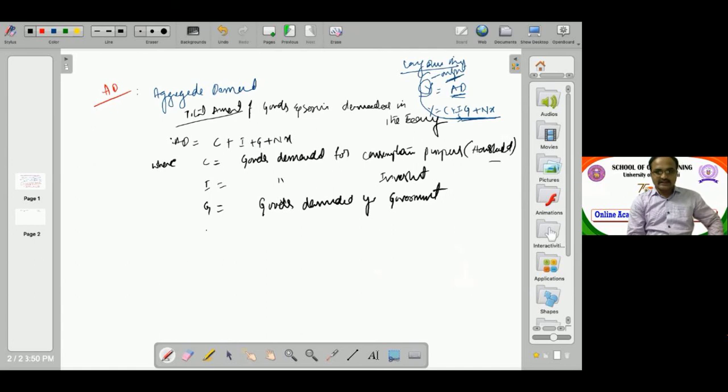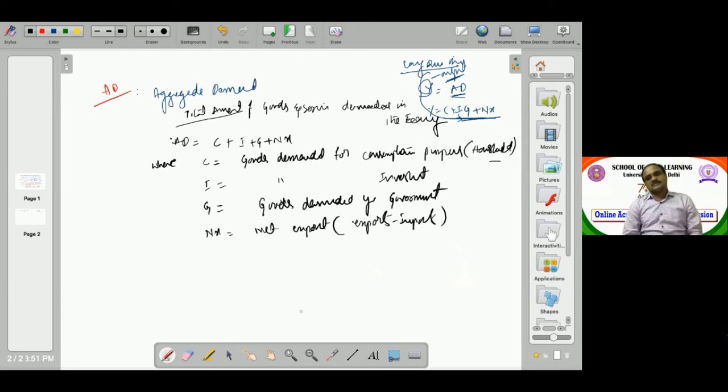Next, the third one is NX. NX is equal to net exports, which means exports minus imports. This is what we are discussing. So aggregate demand consists of household, firm, government and foreign sectors: C plus I plus G plus NX. This is the aggregate demand.